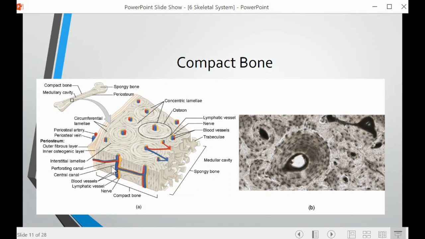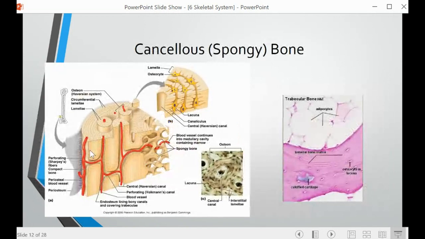Now, we also have what are called perforating canals. They're also called Volkmann's canals, and they go side to side. Okay? So they come off the central canal or off of that haversian canal. You can see that periosteum is still there. Remember that periosteum is covering over the outside of the bone.